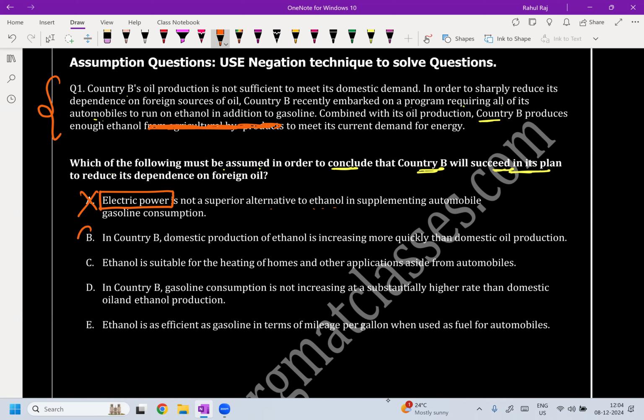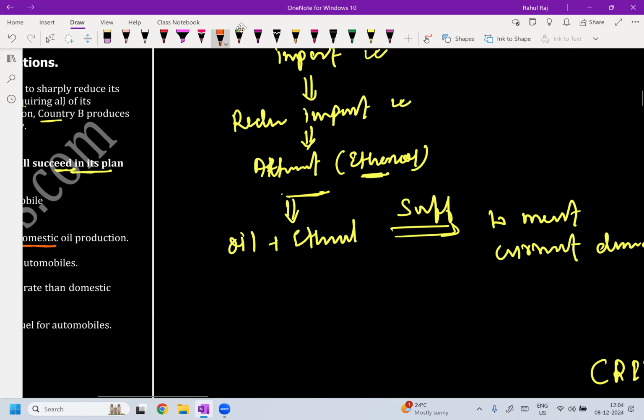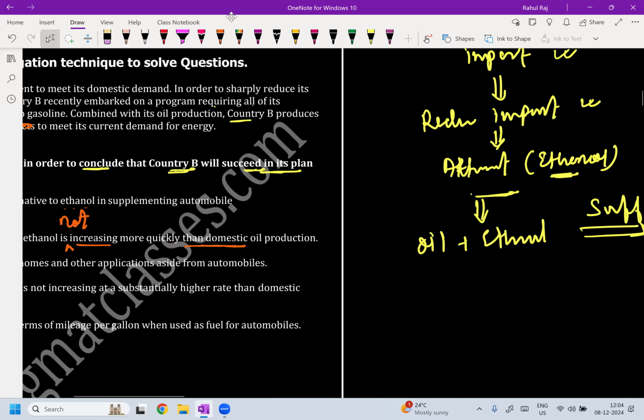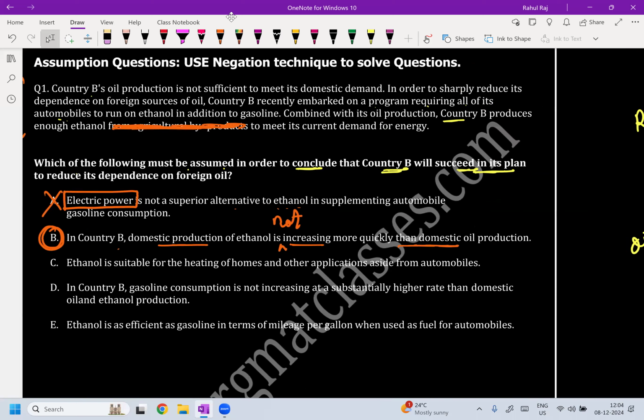Now come down to answer B, which a lot of you have marked as well. It says, in country B, domestic production of ethanol is increasing more quickly than domestic oil production. Let's try to negate this. In country B, domestic production of ethanol is not increasing more quickly than domestic oil production. Right? Is this the negation, or do you feel anything else is the negation? Please tell.